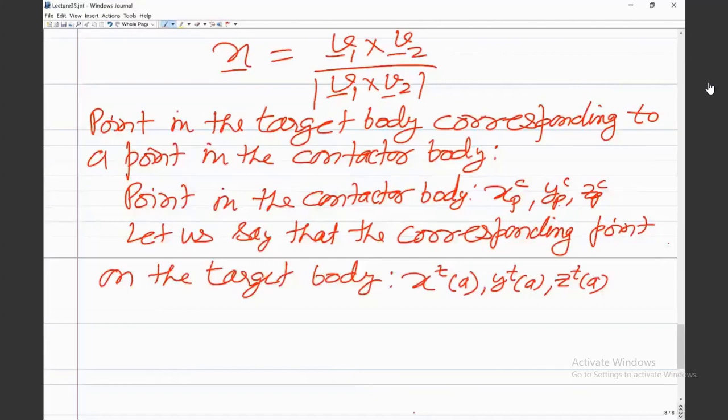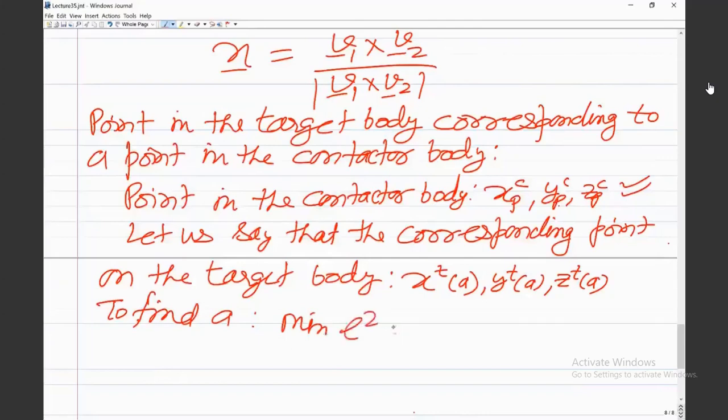So you might have to deal with only two coordinates, or sometimes you may have to deal with three coordinates because the orientation may be arbitrary. And if it is a 3D problem, then XTA comma B, YTA comma B, ZTA comma B, it would be like that. So we have to actually find this A so that this point is closest to this point on the contactor body. So now how do we find A? To find A, we minimize the distance between the two points, the point on the contactor body and this particular point on the target body, which is a function of A. So minimize the square of the distance.